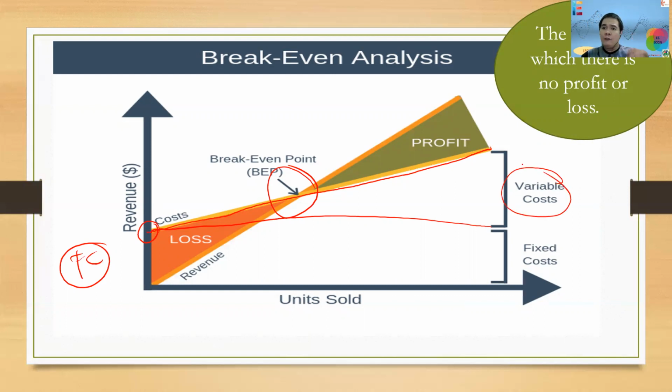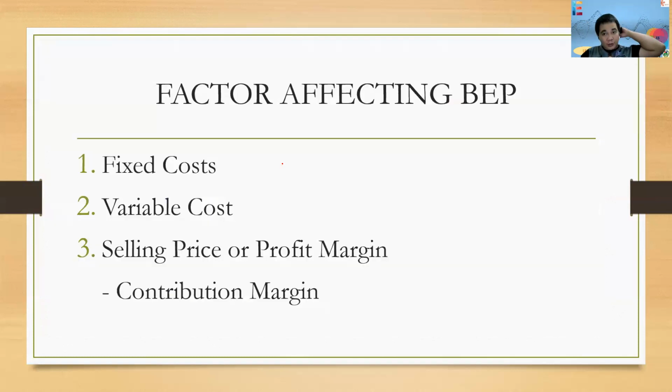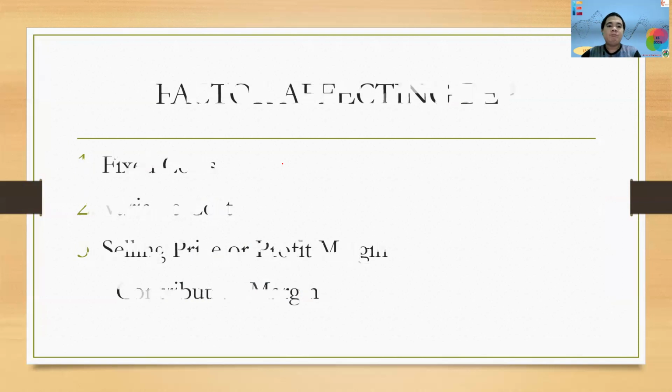Okay? And then your revenue starts at zero. If you have a sale of 1, it is increasing. So that is your revenue. So there is a point in your system, in your computation, wherein the two meet. You have the same revenue and the same total cost. Your total cost is the fixed cost plus the variable cost. And then your revenue is your profit per unit times the number of units. So the factors affecting break-even point, number 1 is fixed cost, number 2 variable cost, number 3 is the selling price or the profit margin.